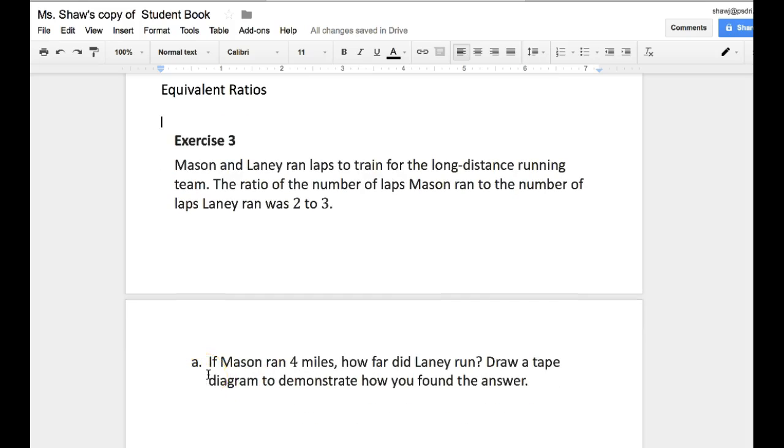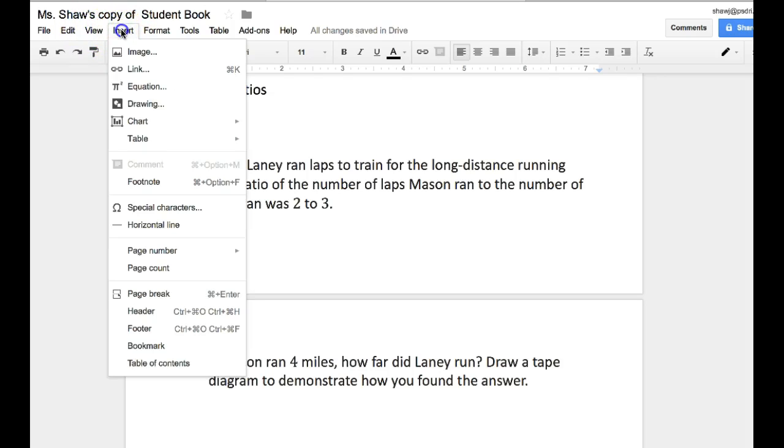A says, if Mason ran 4 miles, how far did Laney run? Well, we could think about that, but there's more information. Draw a tape diagram to demonstrate how you found the answer. Well, we could do that. When we do our tape diagram, we have to go back to our ratio. Our ratio was 2 to 3. So let's start by inserting a drawing.